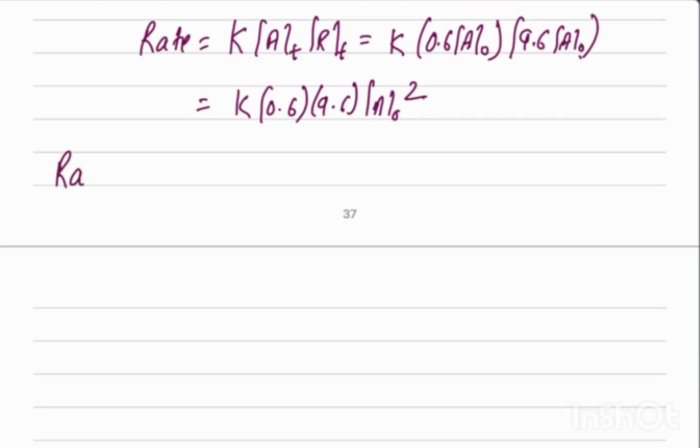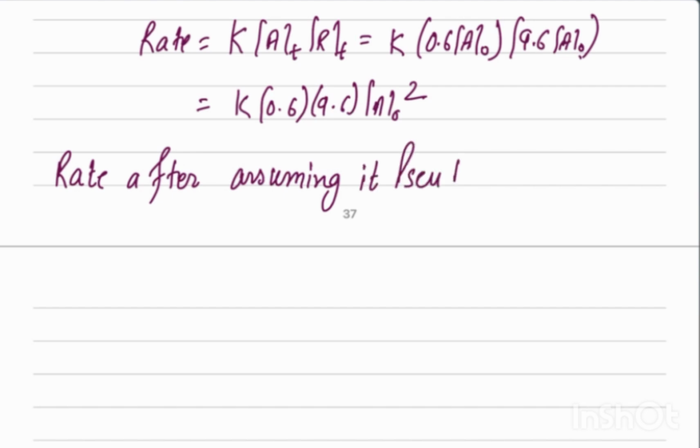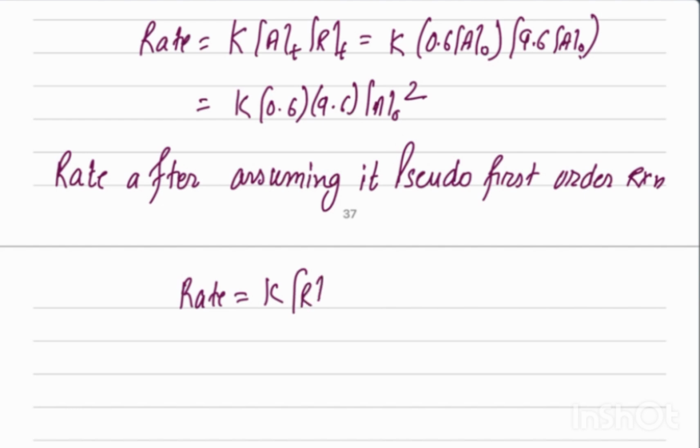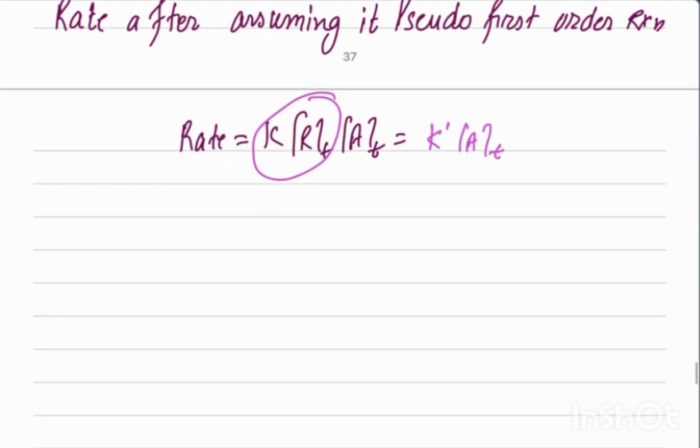And if we assume it is a pseudo first order reaction, the rate will be equal to rate constant into concentration R t into A t, and we know after considering the pseudo first order reaction, this will be equal to K dash into A t. Now rate dash will be equal to K dash into 0.6 A naught, which is equal to 6 K into A naught square.